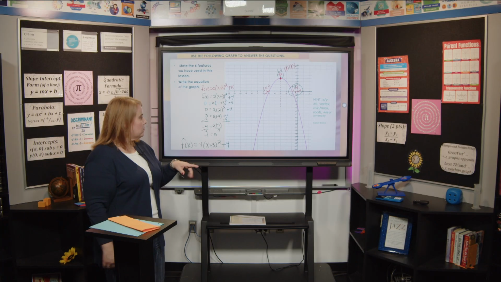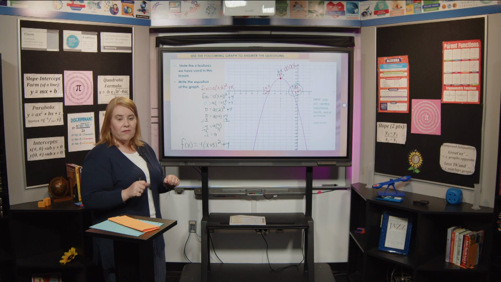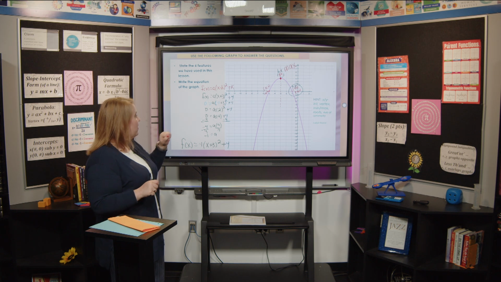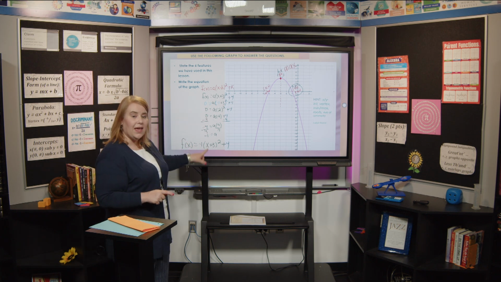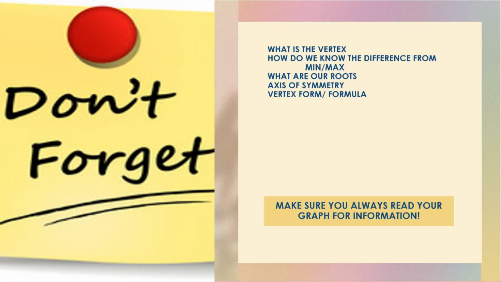Look what you got. Look what I got. Make sure that my math is what you have. Make sure that even if you didn't use that root that I did, you should still get the same number. All right, let's see what we got. It says that I don't want to forget what my vertex is. That's either going to be my min or my max, my h and my k values. How do we know the difference from the min and max?